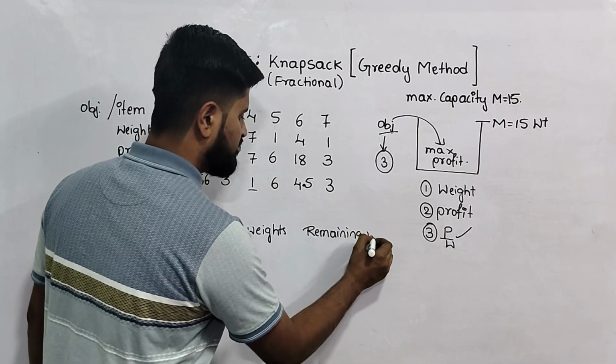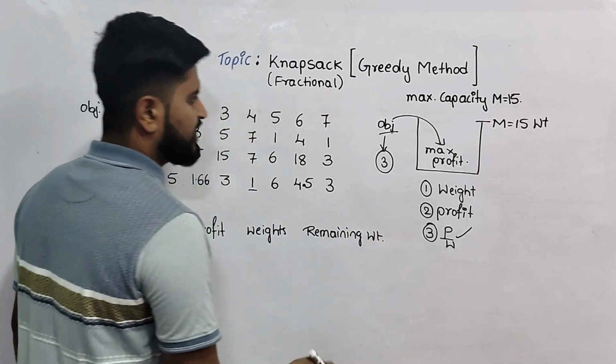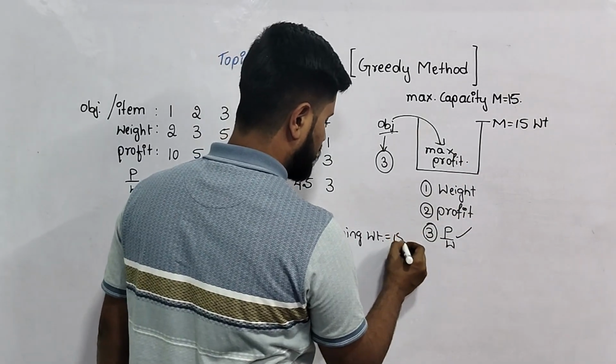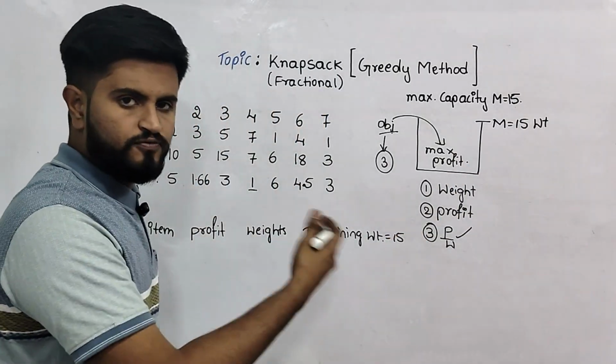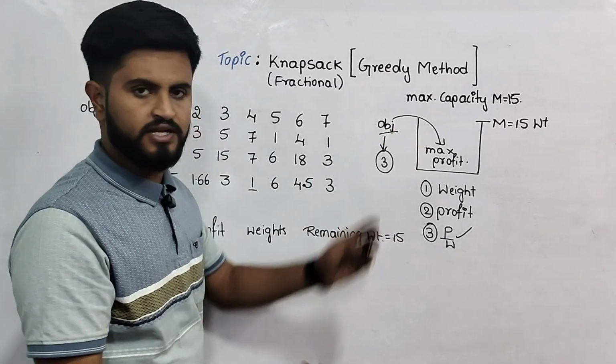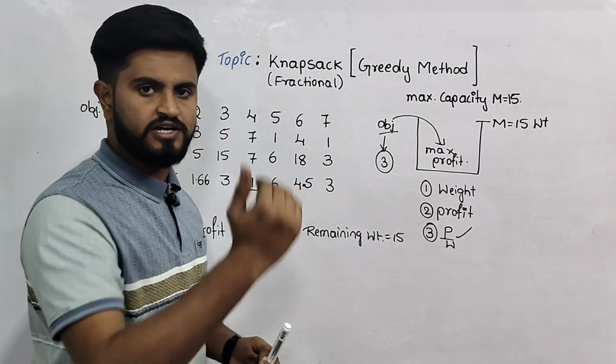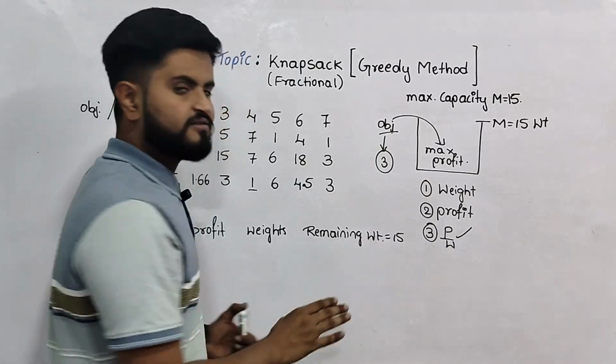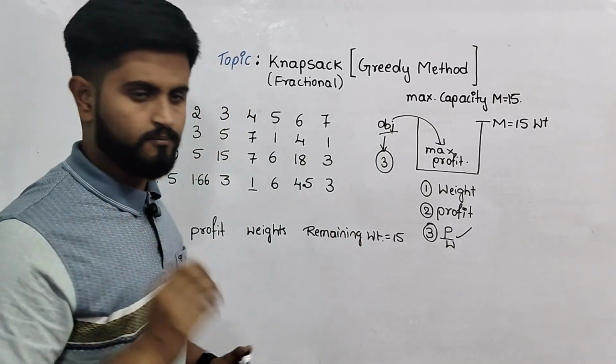Remaining weight. So what does the remaining weight mean? At the starting, they have said the maximum capacity is 15, no? So now it is 15. As we go on filling the items into that container, the maximum capacity will decrease, no? So how much weight is left will be specified in this column.